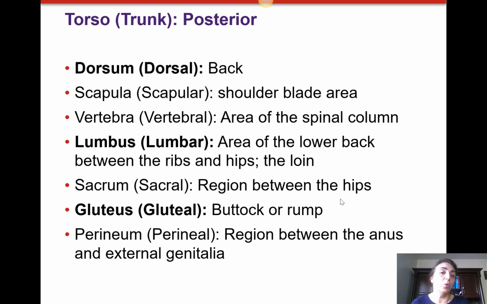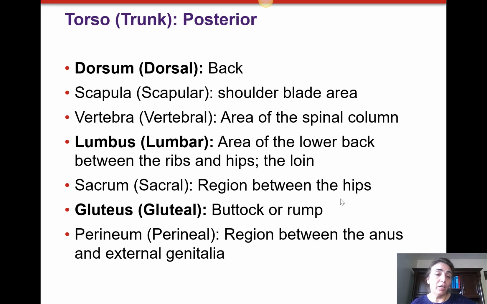So after head and neck, we go to the torso or trunk. We said that the torso is the center of the body. If you put the head and neck, upper limb and lower limb away, what remains in the center is called the torso or trunk. First go over the posterior part of that, which we call dorsum. The adjective for that is dorsal, that is the back area. On the back you have the scapula, that's the shoulder blade area, and then in the middle you have the vertebral area of the spinal cord.